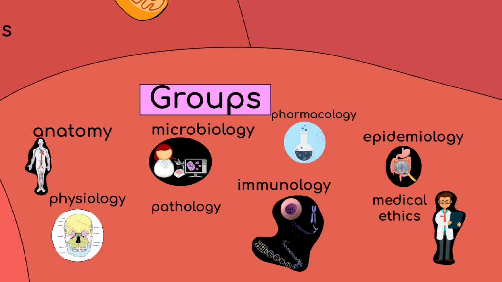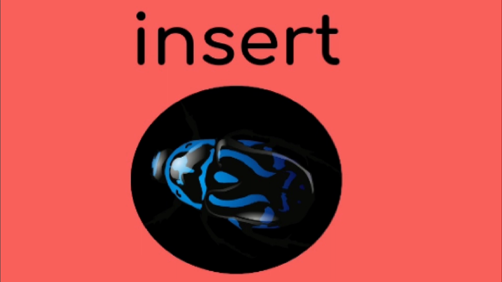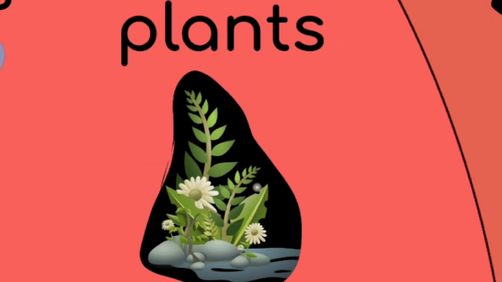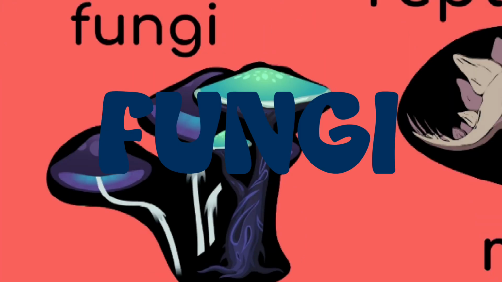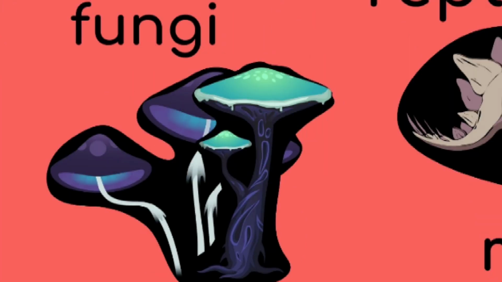Amphibians, like frogs and salamanders, undergo metamorphosis. Fish, aquatic vertebrates with gills, include salmon and sharks. Insects, with exoskeletons and segmented bodies, comprise ants, butterflies, and beetles. Plants, multicellular photosynthetic organisms like trees and flowers, contribute to ecosystems. Fungi, non-photosynthetic organisms like mushrooms, play crucial roles in decomposition.